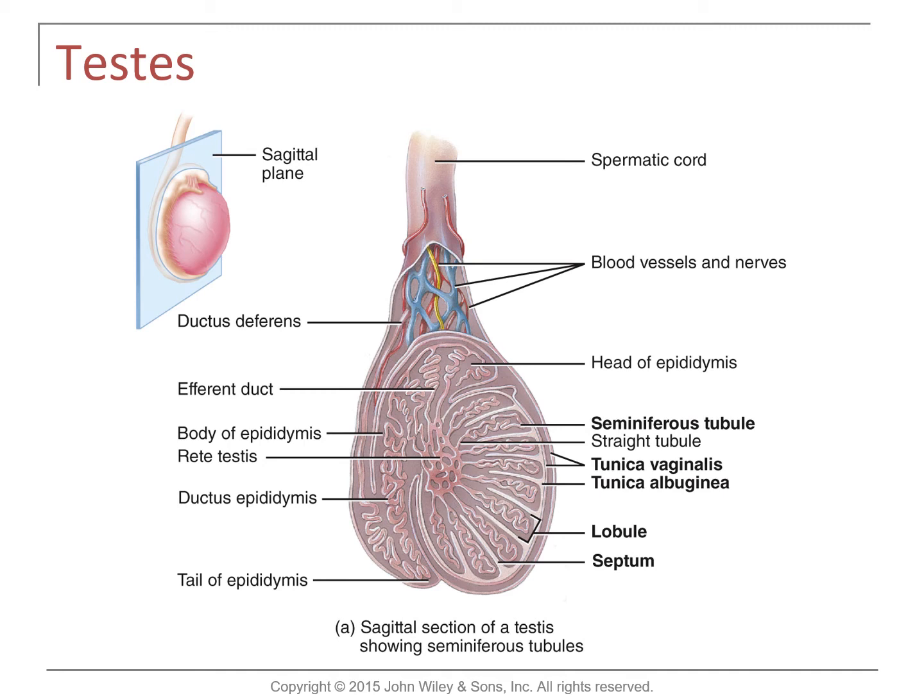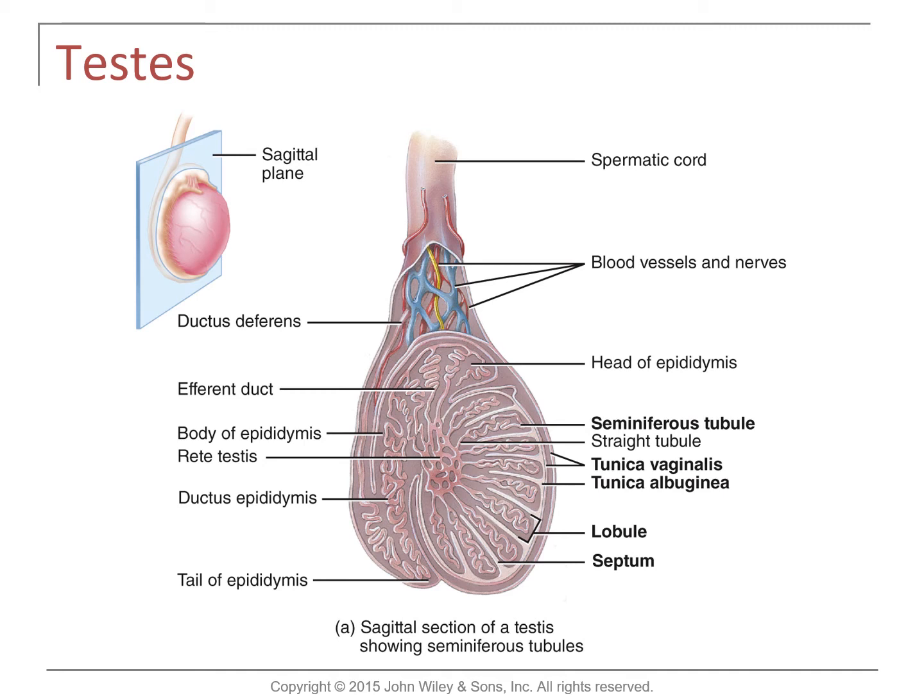The seminiferous tubules are collected into segments called lobules. Each lobule has 1 to 3 seminiferous tubules, and the lobules are defined by the invagination of the tunica albuginea. So that was one of the connective tissue layers around the testes that extends internally to form the septa that divide the testicle into lobules, each lobule containing a few seminiferous tubules.